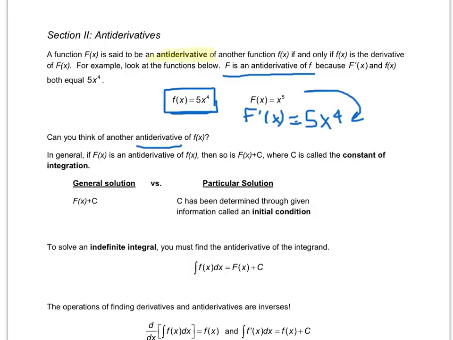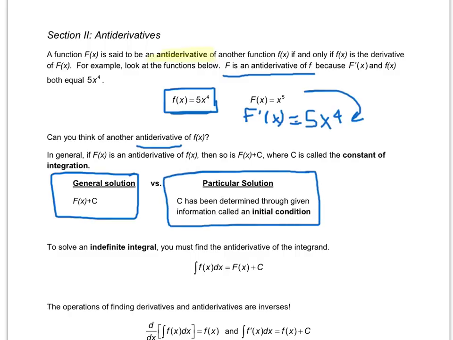In general, we say that if capital F of x is an antiderivative of f of x, then capital F of x plus c would also be. We call c a constant of integration. So there's two types of solutions we can come up with. One of them is a general solution where we just tack on a plus c for finding an antiderivative. And then we've got something called a particular solution where we've got more information that is given to us and we're able to find an antiderivative that will satisfy certain conditions. Typically, that condition is called an initial condition, but we'll get to that in just a little bit.